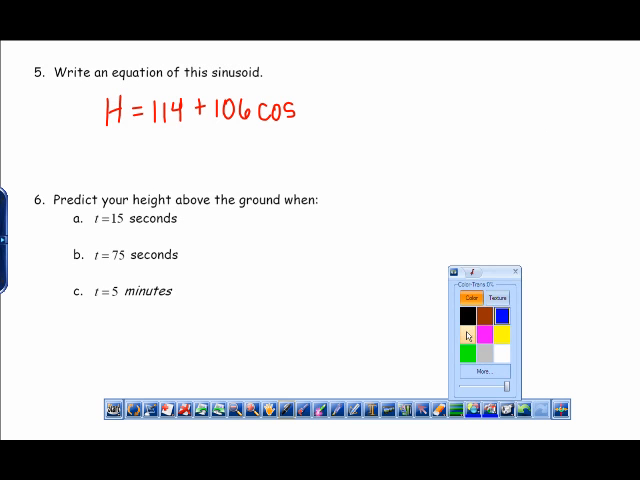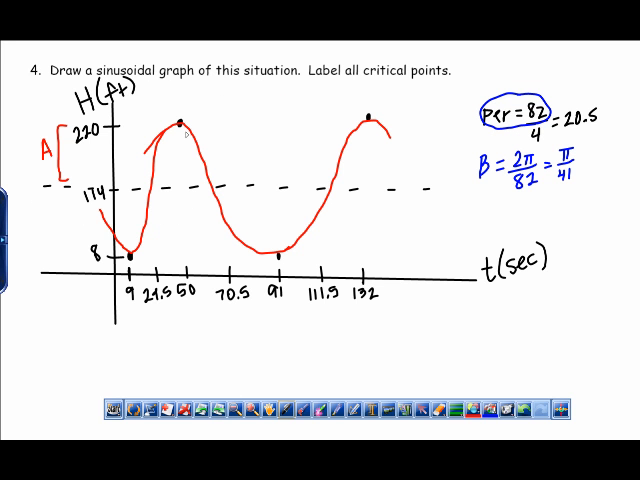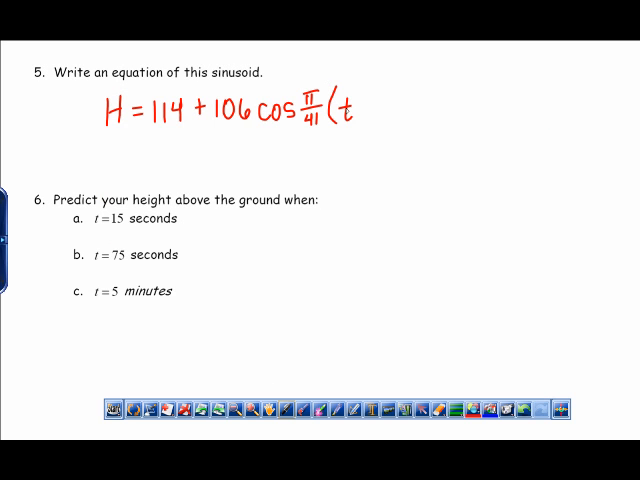So back to my equation, I would have pi over 41, and then I'm going to use a t here, and then I have a couple of options. I don't want to use 9 because it's a low point. I want to use 50, not 91 or 132. I'm going to use 50 because it's the first high point that I have. So t minus 50. And just to repeat this, you could have put y here and x here. That would have been okay as well.